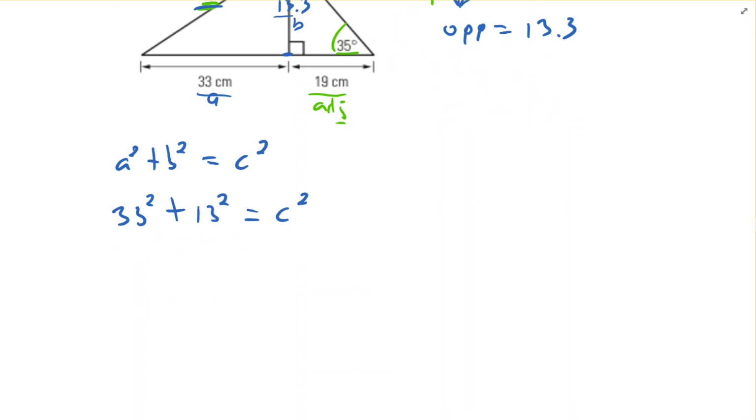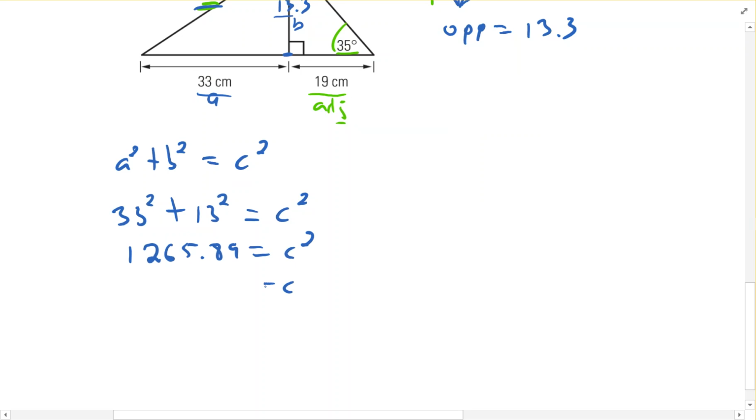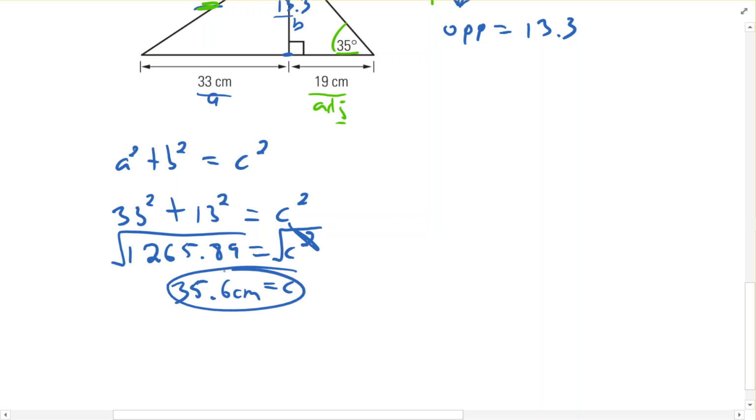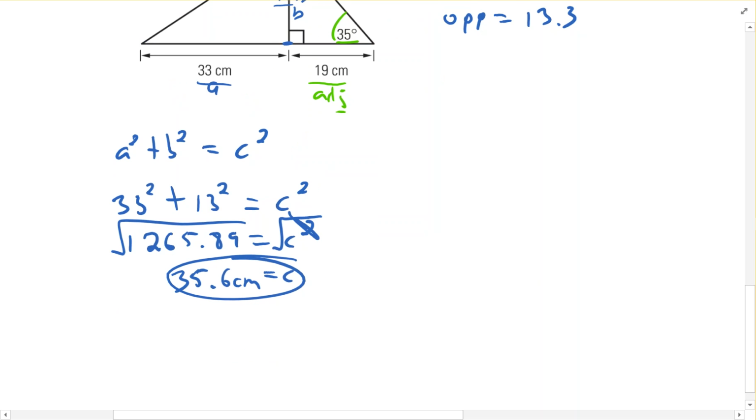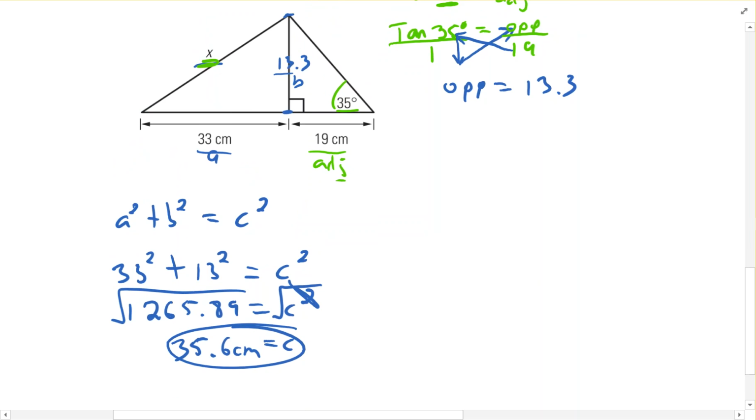Okay, so if you put those in your calculator like we showed before, you should end up with 1,265.89, let's say, is equal to c squared. And then the last thing you have to do is just take the square root. So square root both of those, so that gets rid of the squared there. So c is going to be equal to 35.6 centimeters. So there's your final answer. Okay, hopefully that wasn't too tough for you guys. All right.